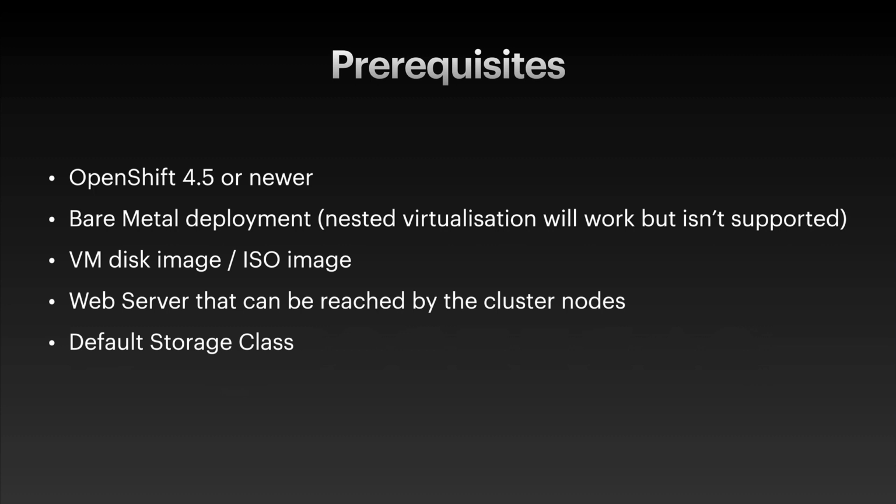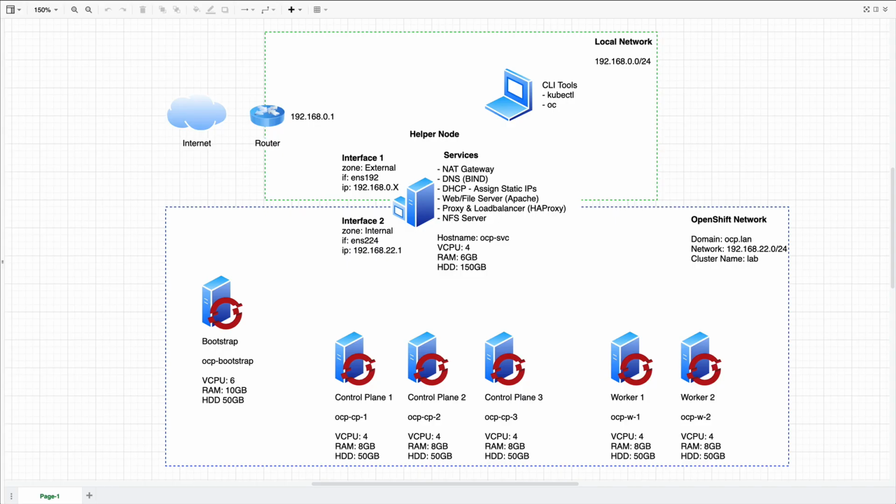To follow along with this video, you'll need an OS image for your VM. It can be a raw disk image or it can be an ISO. I'll be using an ISO for this. I just Googled Windows Server Trial and got the ISO image for the Windows Server Essentials 2019 just from the Microsoft site. You'll also need a web server that can be reached by the cluster nodes that we'll use to host that OS image. So this is what my environment looks like.